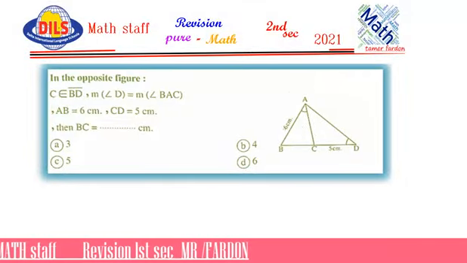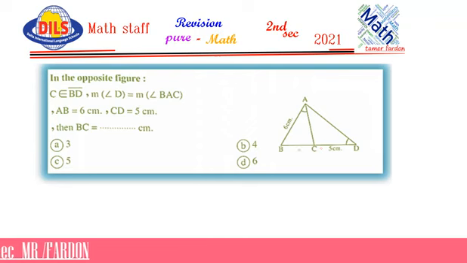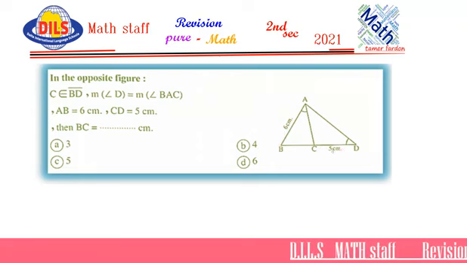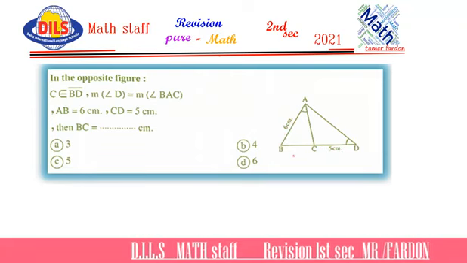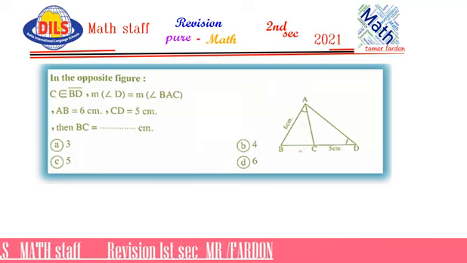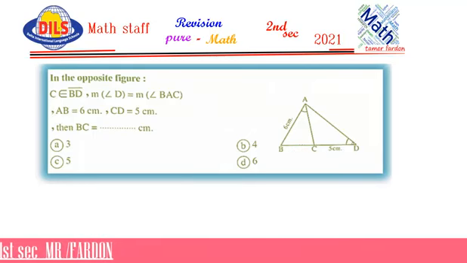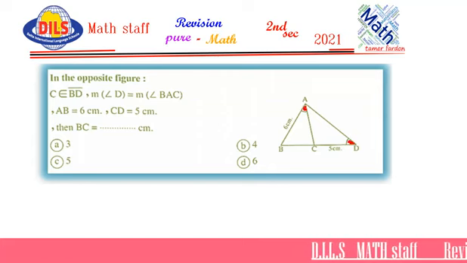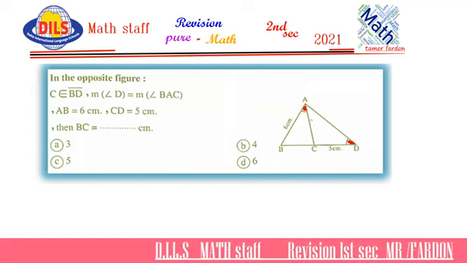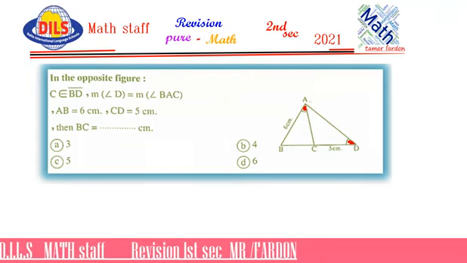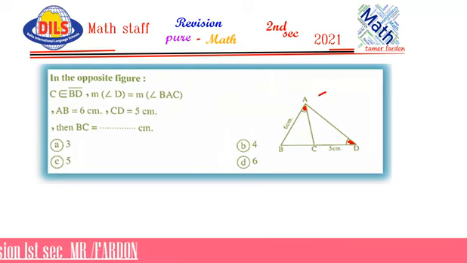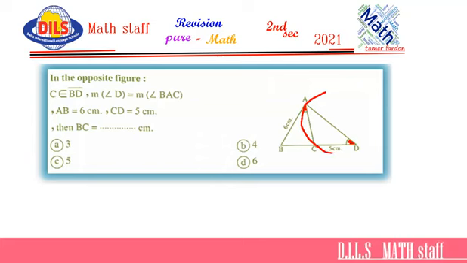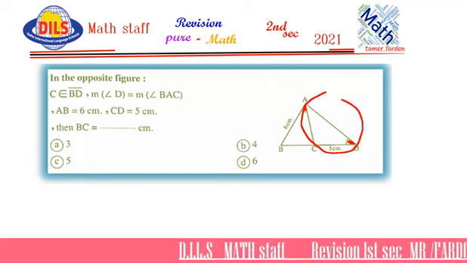In the opposite figure, C belongs to BD, AB is 6 centimeters, CD is 5 centimeters, then BC equals what? Since measure of angle D is equal to measure of angle CAB, AB is tangent to the circle which passes through the vertices of triangle ACD.